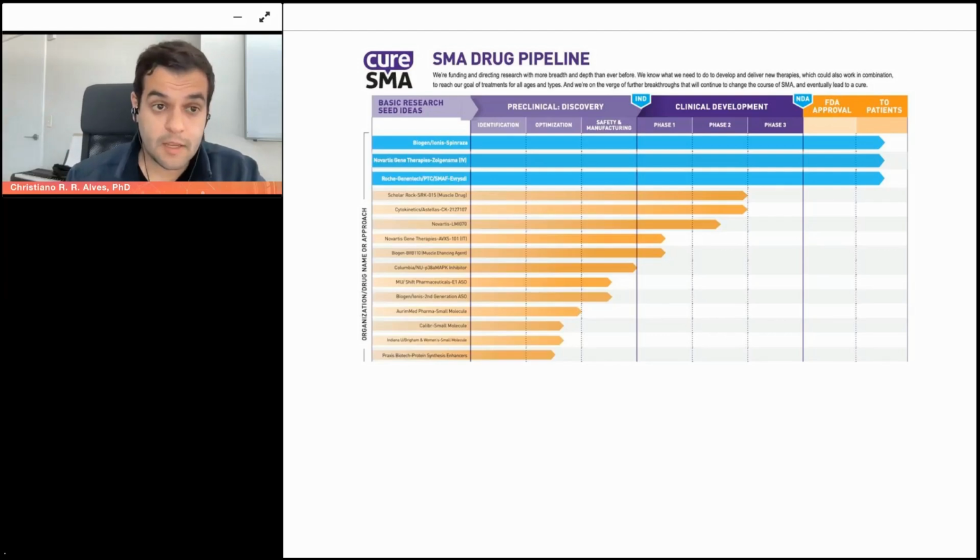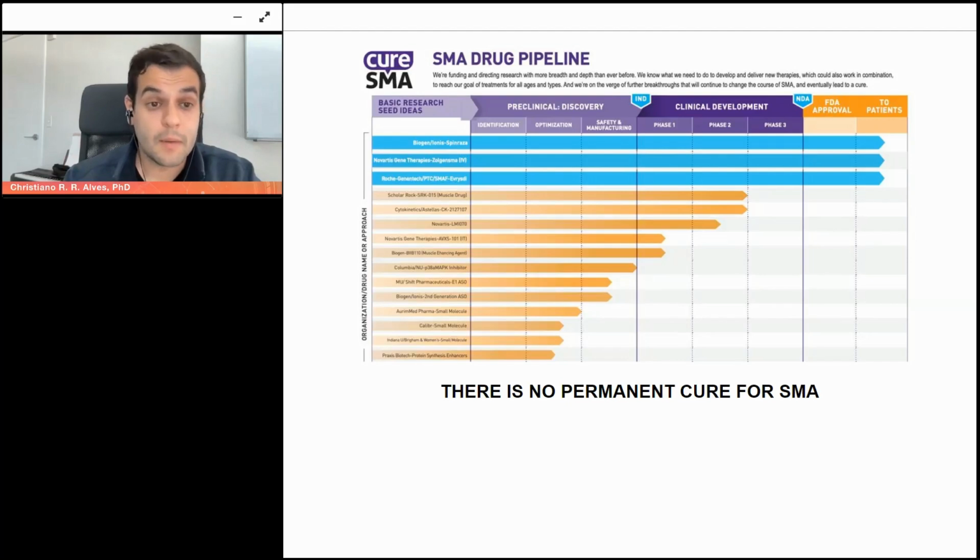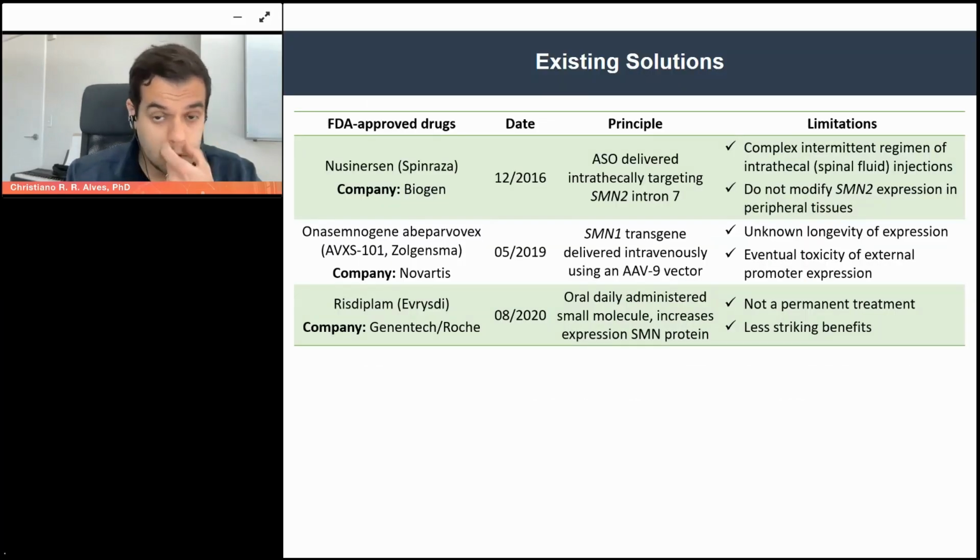So I mentioned a lot about the natural history of the disease, but we also have to consider that now we finally have some treatments. We have so far 3 FDA-approved treatments for SMA. One is under the Biogen umbrella, one under the Novartis umbrella, and one under the Roche umbrella. So in the next slide, I will show some of the principles and limitations of these treatments. But what's very important to highlight is that none of these treatments is actually a permanent cure for the disease.